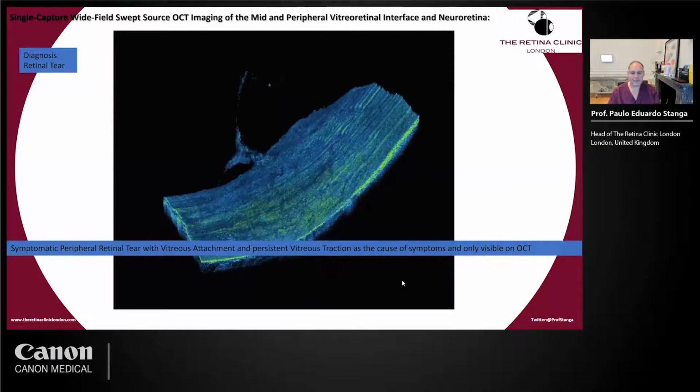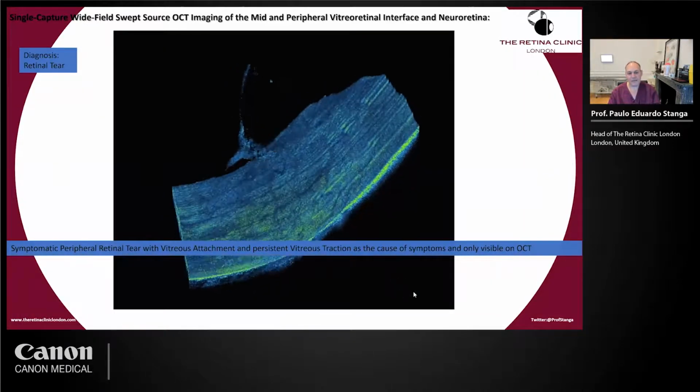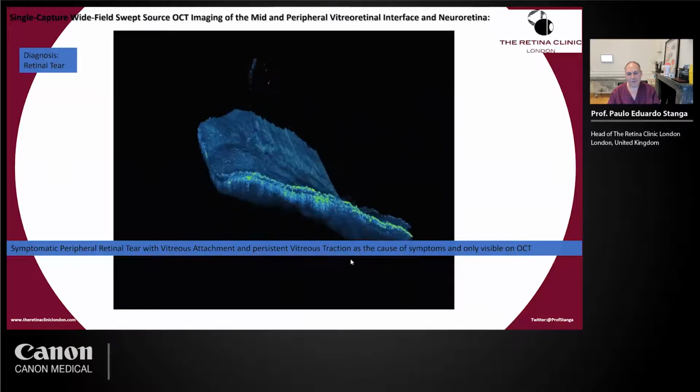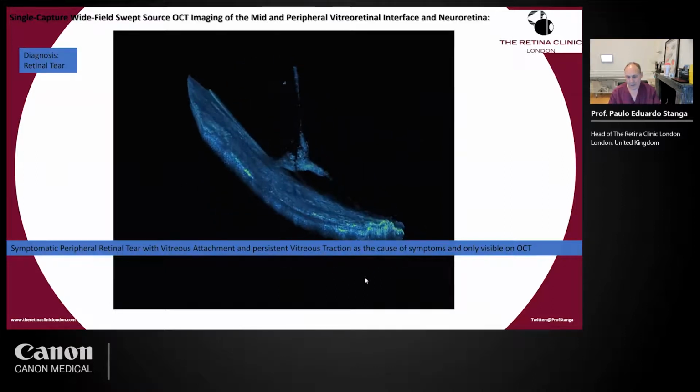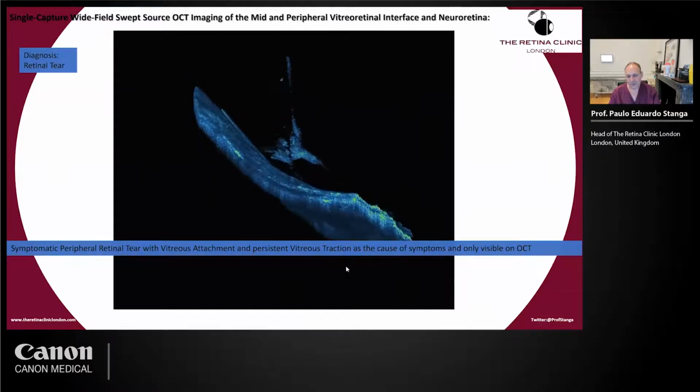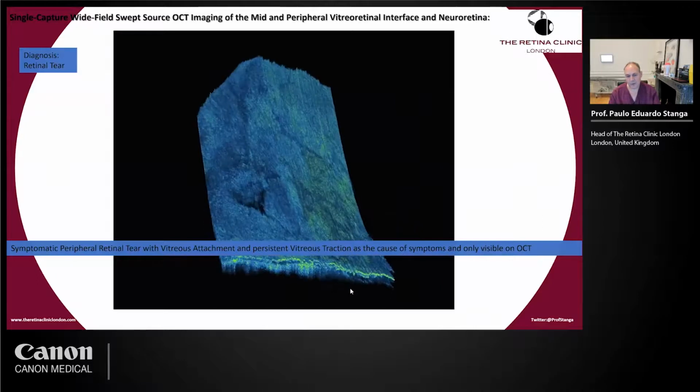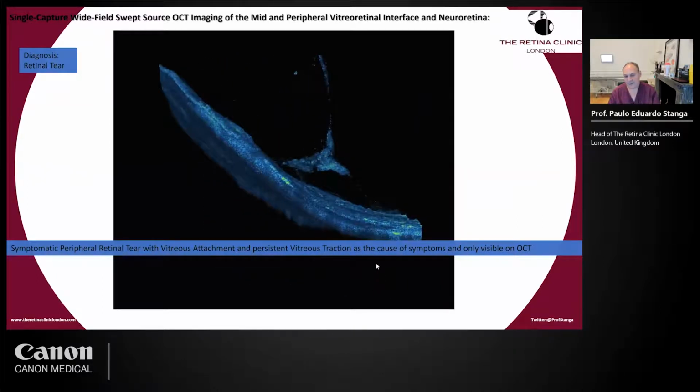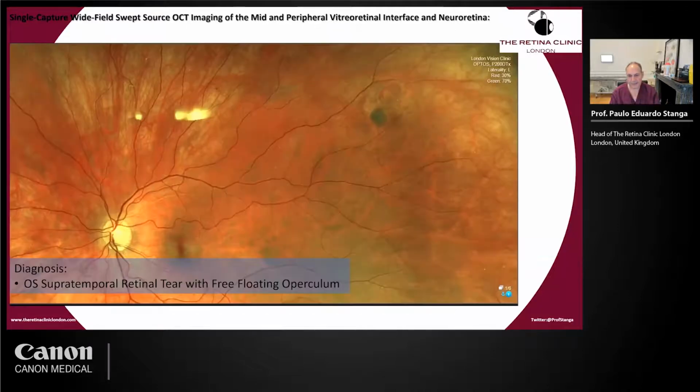This is another example of a vitreous attachment to the edge of a tear. So this is very useful for the patient to understand the reason why they've suffered a tear, why they are at risk of developing a retinal detachment.